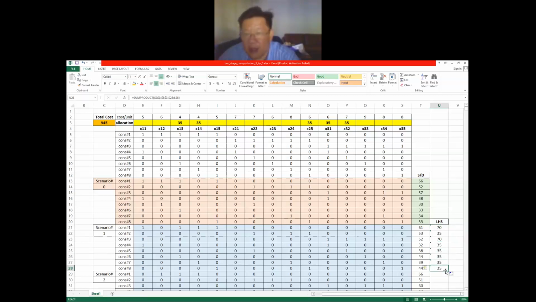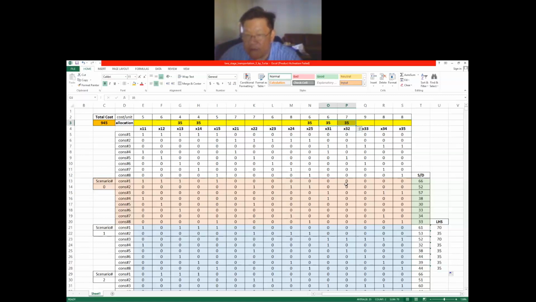The first warehouse, you ship out 70 units, but the actual demand is only 61. For the second warehouse, you can see that here we allocate 25, but for the first scenario, the real demand is only 32. And for the third unit, 35, but the real demand is much more. It's more than 38. This one 35, only 44. 39.